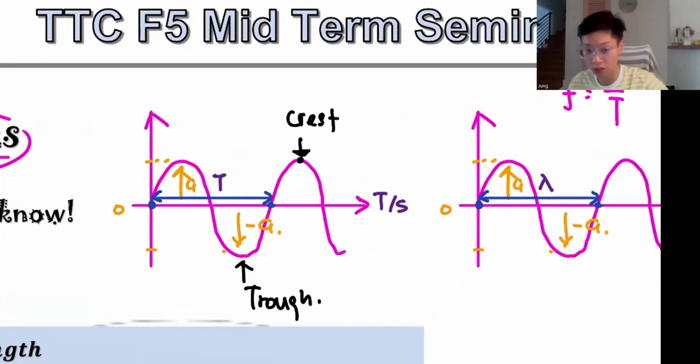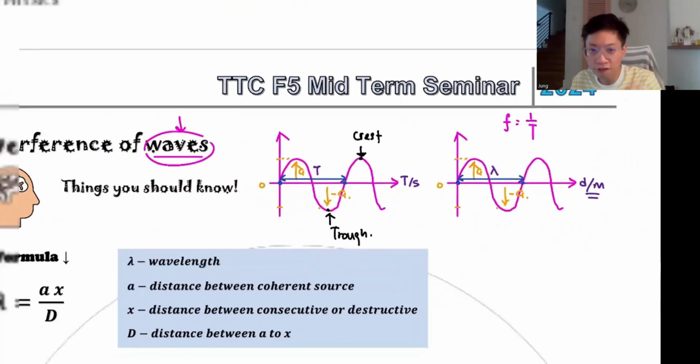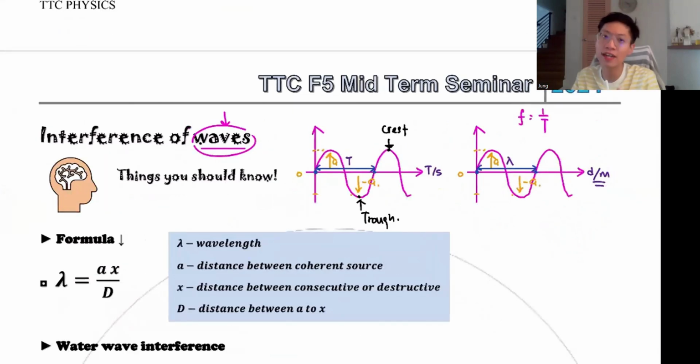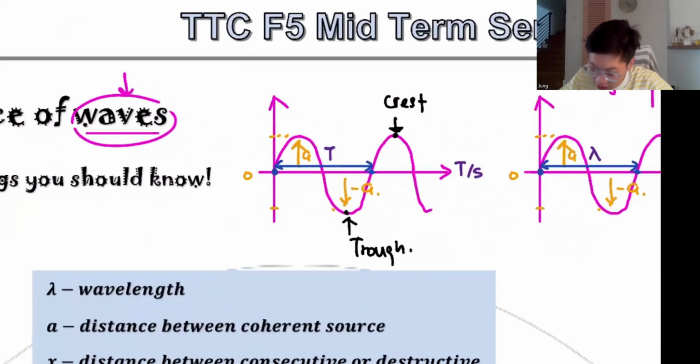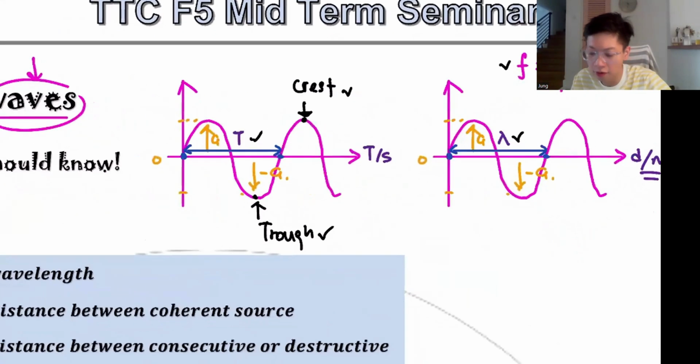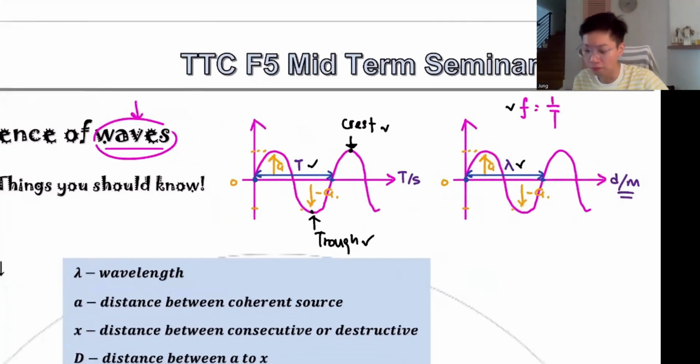So don't get confused, all right? Crest and trough is the name of the point, amplitude is the height. The first few things you have to know are crest, wavelength, trough, time, frequency. About five terms first. If you guys have no problem, then let's take a look.